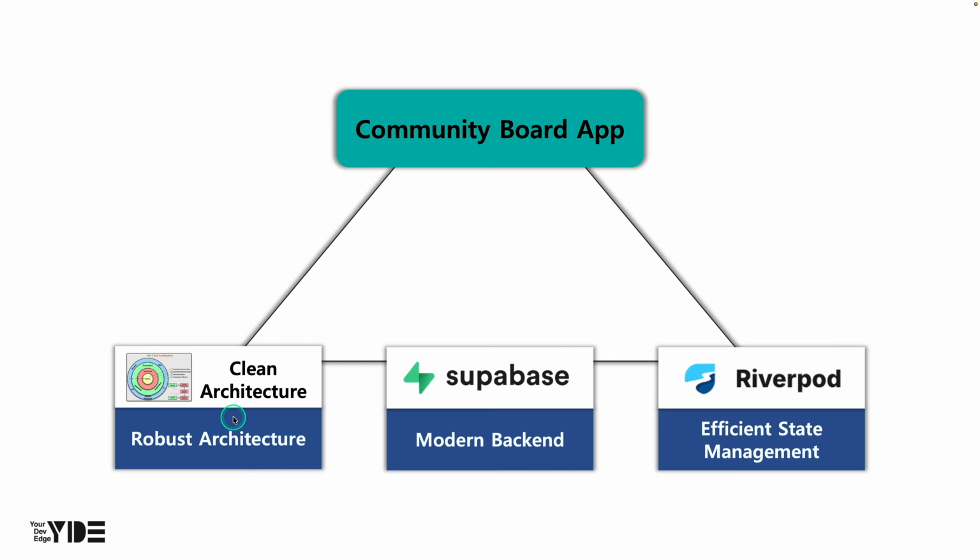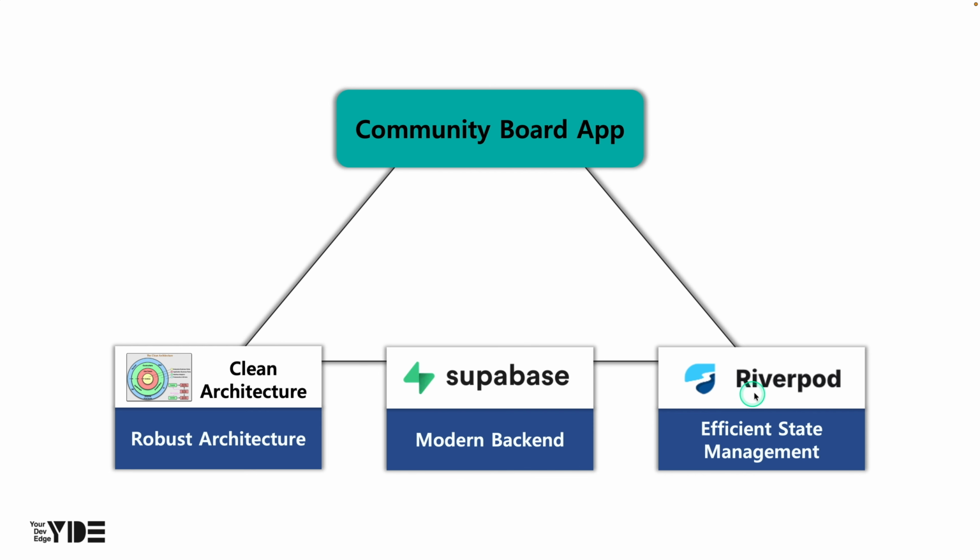We introduce clean architecture to impose order on messy code, clearly separating the roles of each code component and creating a structure that is easy to test. The second is a modern backend. With Supabase, a powerful backend as a service that provides databases, authentication, and real-time features without complex server setup, you can dramatically reduce the backend development time.